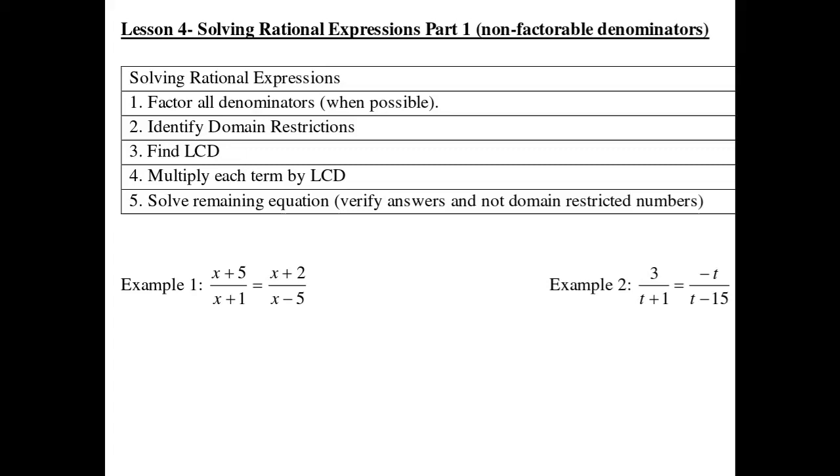Today we take a look at lesson 4, which is solving rational expressions. So we're going to be looking at equations today. And this is part 1 of a 2-part process. Tomorrow we'll do the last lesson, which will be part 2.